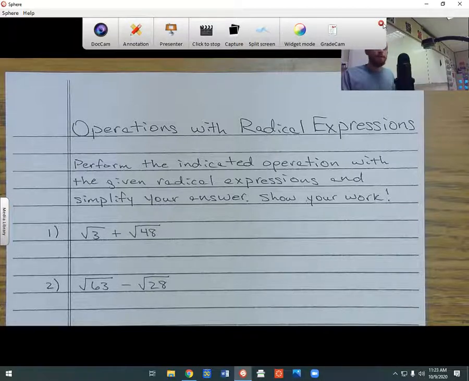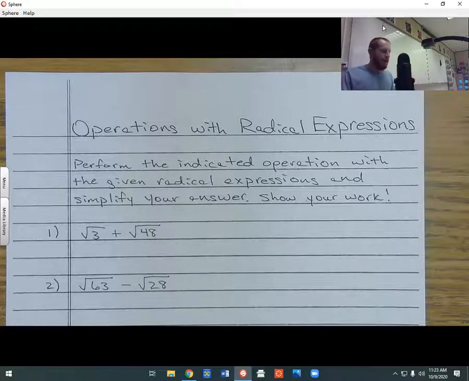Alright, today we're going to be doing radical expressions, and more specifically, operations with radical expressions. So basically what that means is we're either going to be adding, subtracting, multiplying, or dividing. So let's take a look at these.